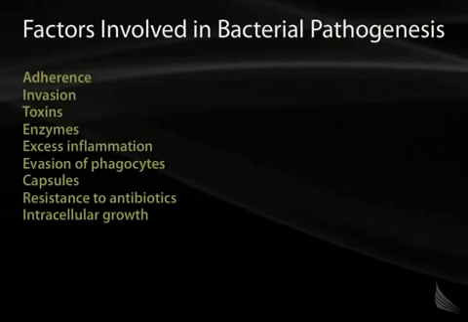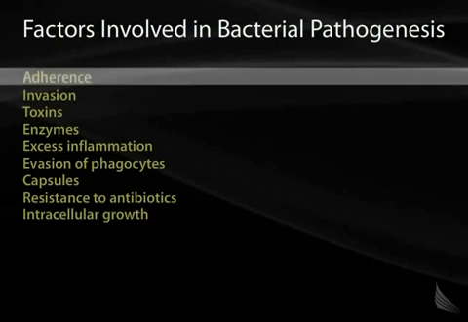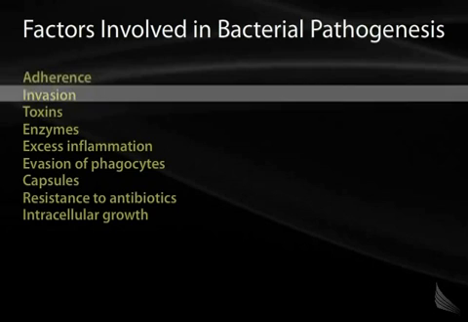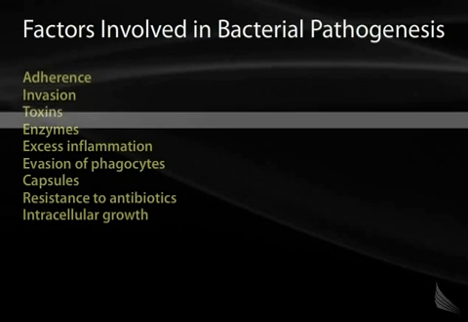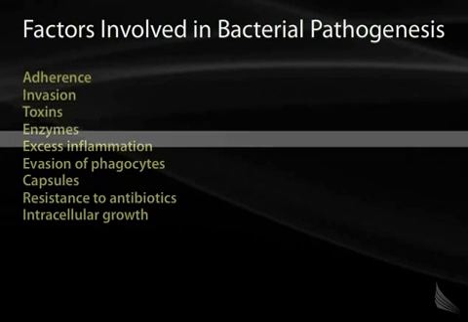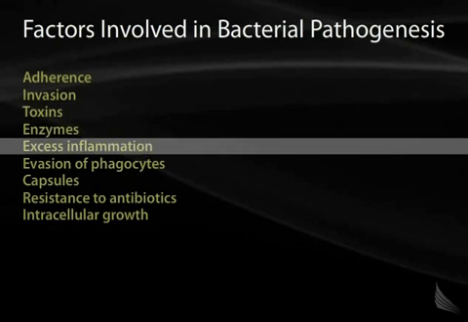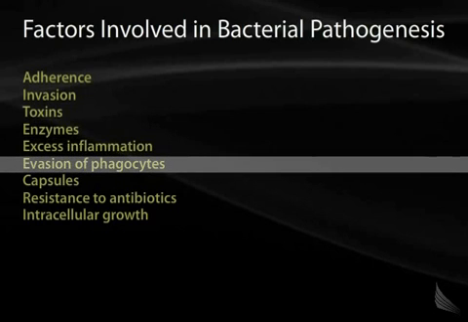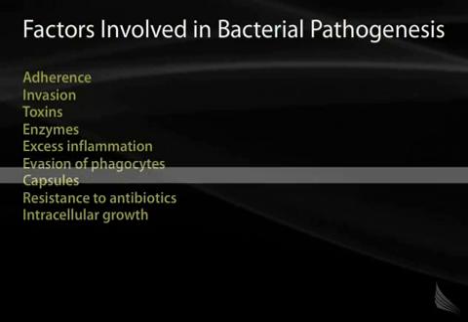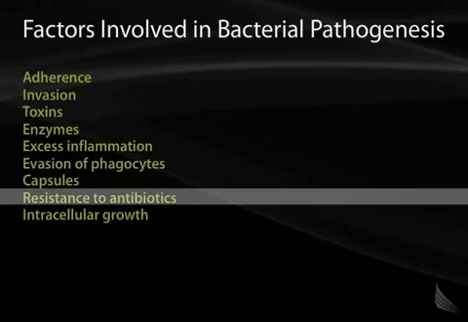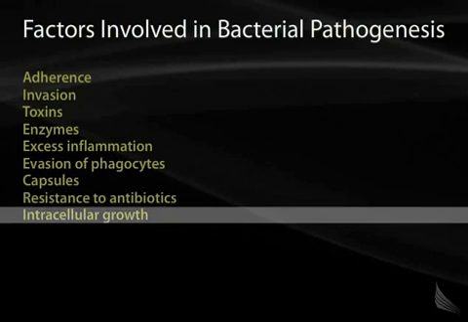First, we're going to talk about the factors involved in bacterial pathogenesis. Bacteria have evolved a number of features which help them cause disease. We're going to talk about adherence, invasion, the toxins they elaborate, the enzymes they use to cause disease, how they elicit excess inflammation, how they evade our phagocytosis and cellular-mediated immunity, the capsules they use, their resistance to our antibiotics, and how they grow inside our cells.